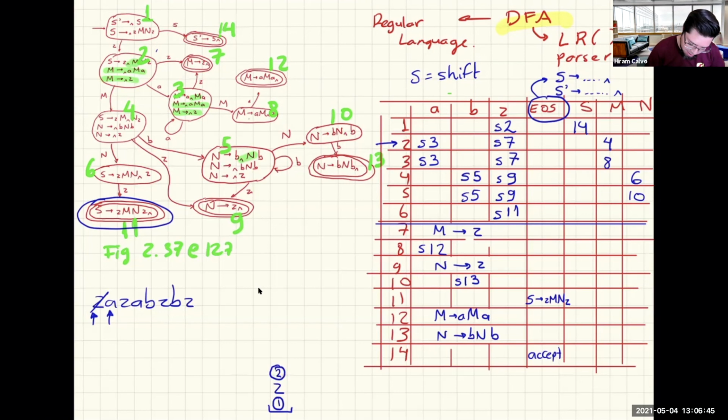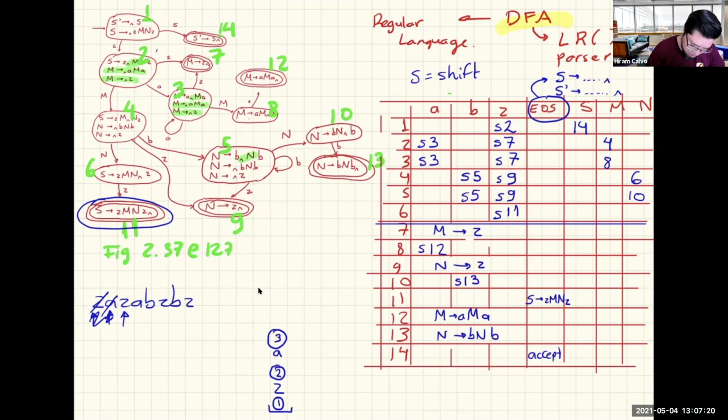So now we are here, number 2. If we are number 2 and we see an A, it says shift it and move to number 3. And by shifting it, it means consume it, move the head, add it here, and move to number 3. Nicely, we have something that allows us to remember which state we are in by adding it to the stack. So now we have 3 and Z. Let's see what our table says. 3 and Z says shift it and move to number 7.